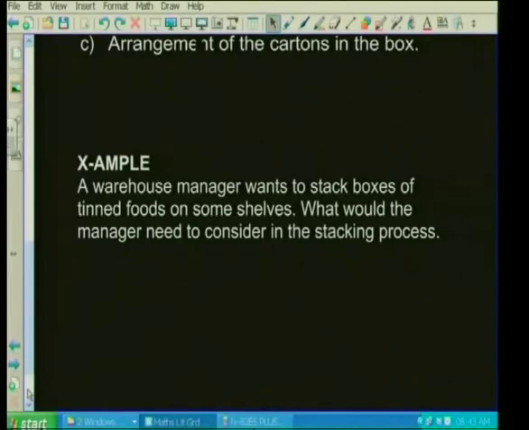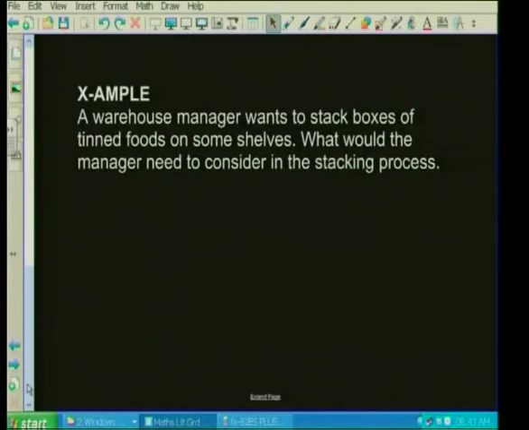So let's take an actual example with some numbers. It says here an example: a warehouse manager wants to stack boxes of tinned foods on some shelves. What would the manager need to consider in this stacking process? And again, we've got a few options that we can maybe look at here.